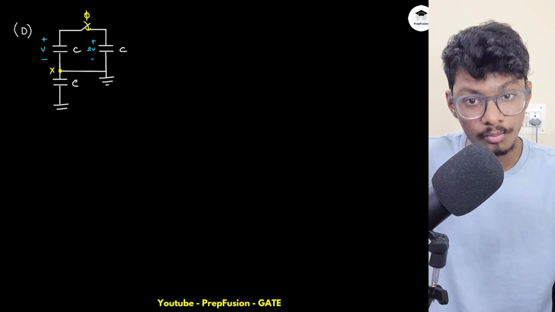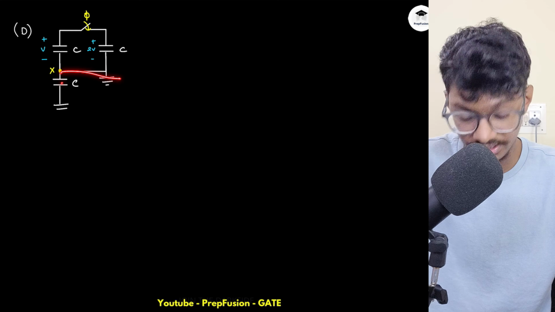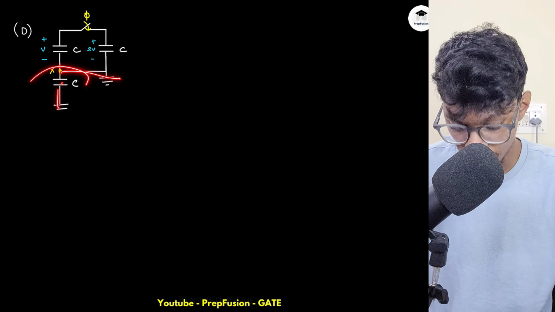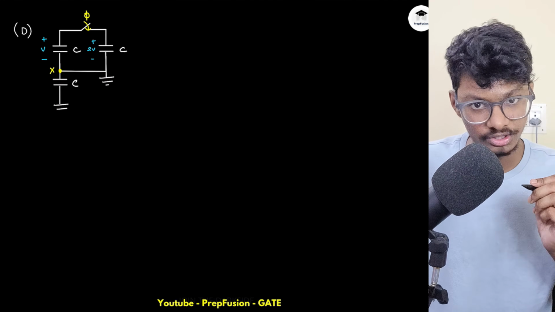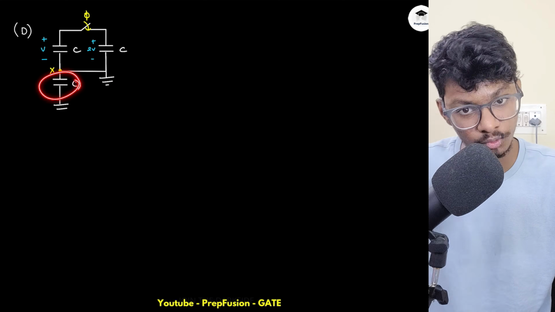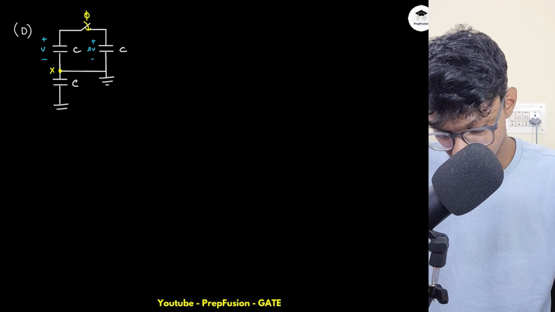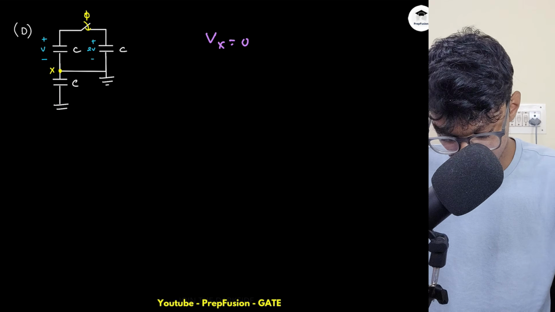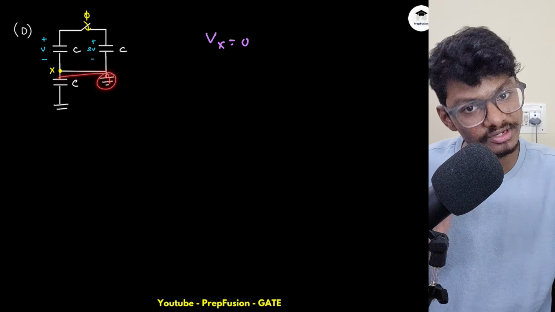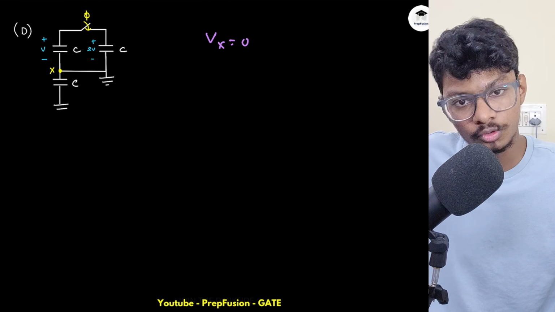Why? Because the positive plate of this capacitor is fixed to ground and the negative plate is also fixed to ground. This will not change. So this potential is always zero. Initially this potential difference was also zero and it will stay zero. So my Vx will be 0. Anyway, you can see this is fixed to this ground point, so this will be 0. You don't have to do any other analysis.